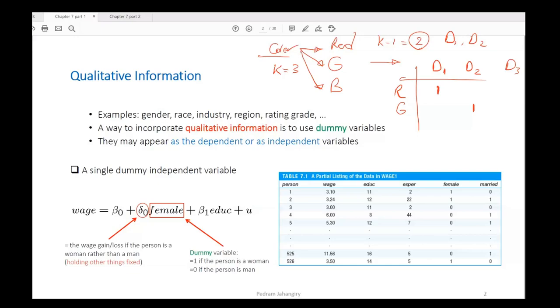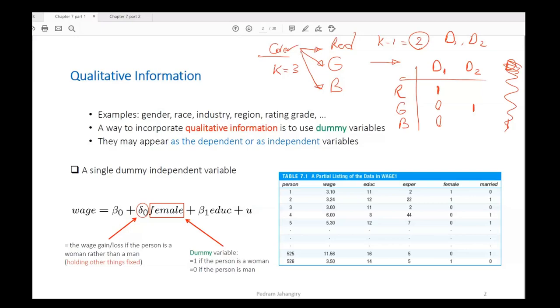We're going to say that instead of this, only two dummy variables are enough, because D1 here is 1 and everywhere else is going to be 0, right? Because D1 is a dummy variable, it can only take two values, 1 and 0. If it is 1, it's red. If it is not 1, it can be either green or blue, right? The same story for D2. If D2 is 1, the class is green.